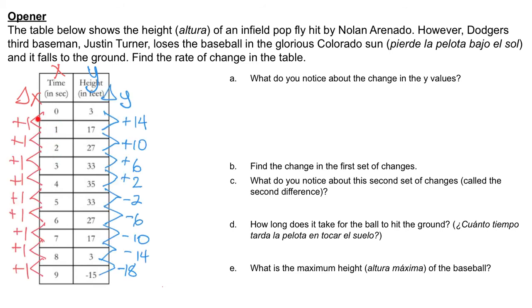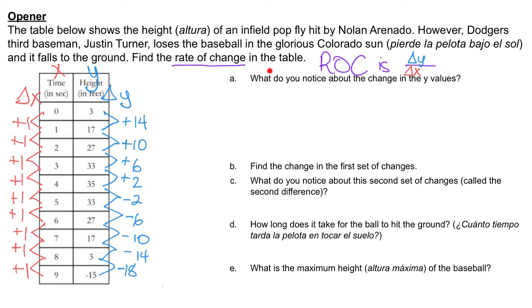You can see here my change in X all the way down my table. The time is increasing by 1 in my table, the X value. And my Y value, which is the height of that pop fly, is increasing and then decreasing, but not by the same amount. So you see that we have different amounts here.